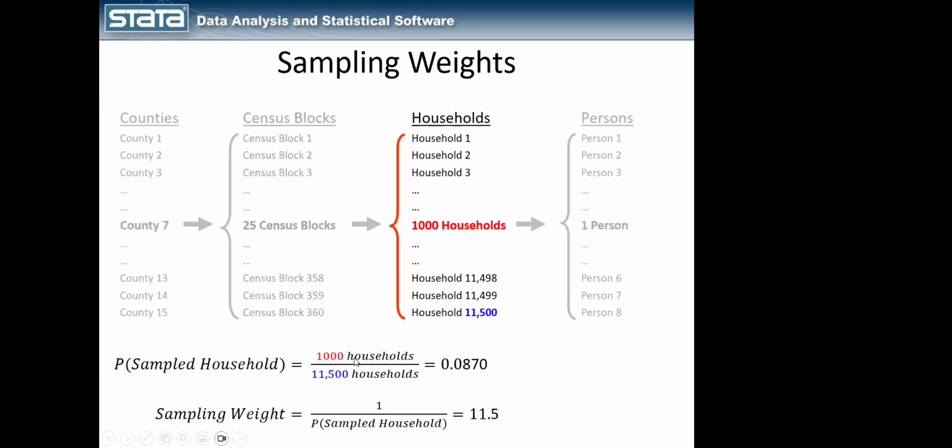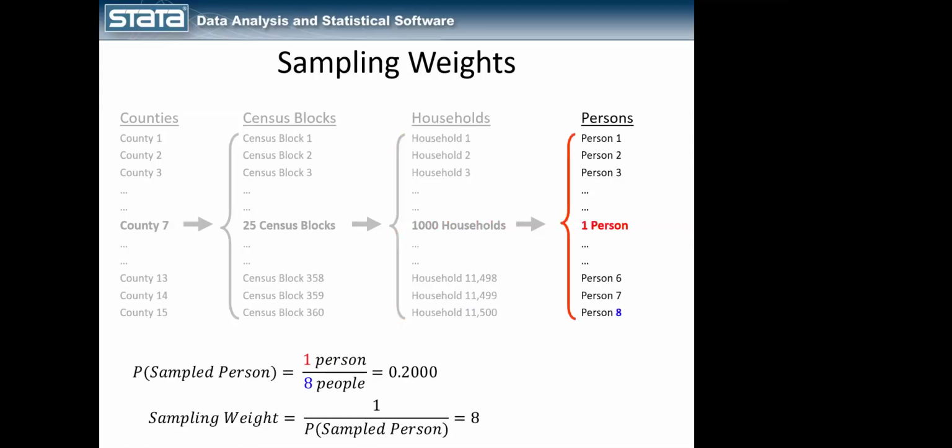Okay. Similar idea with households. So let's say we sample 1,000 households out of a total of 11,500. To get the sample weight, we simply take the reciprocal. So it'd be 11,500 divided by 1,000. That gives us a sample weight of 11.5. So each household that we sample is representing 11.5 households in the population. Same idea with people. It's just the sample weight is the reciprocal of the probability of anyone being sampled.